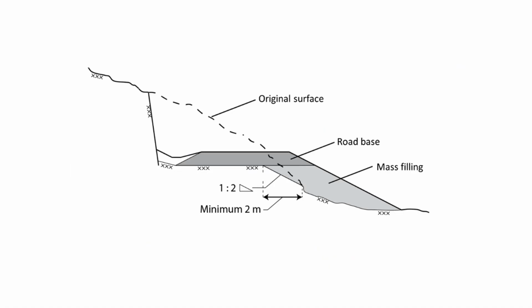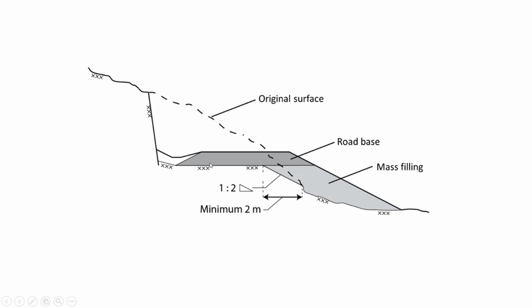Okay, next we will understand the typical cross section of a road in the fill area. You can see this is the topmost original surface, that is the existing ground surface, right? We need to develop the road like this. You can see this, it is noted as road base. You need to develop like this.